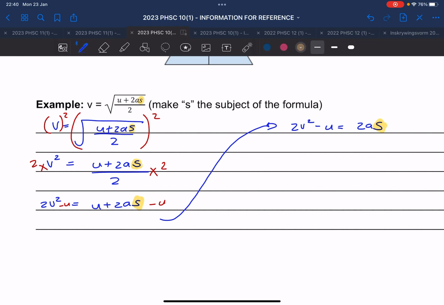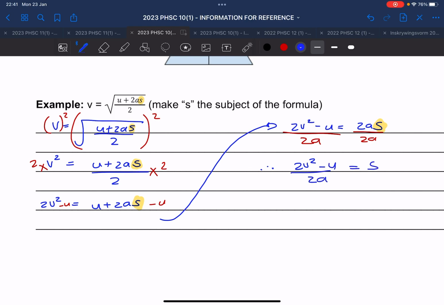What is hindering us or stopping us? There is a 2A. So currently it's multiplying. So how do we get rid of it? We need to divide by it. But what you do on the one side, you must do on the other side. Okay, so then we are left over with 2V squared minus U over 2A is equal to S.